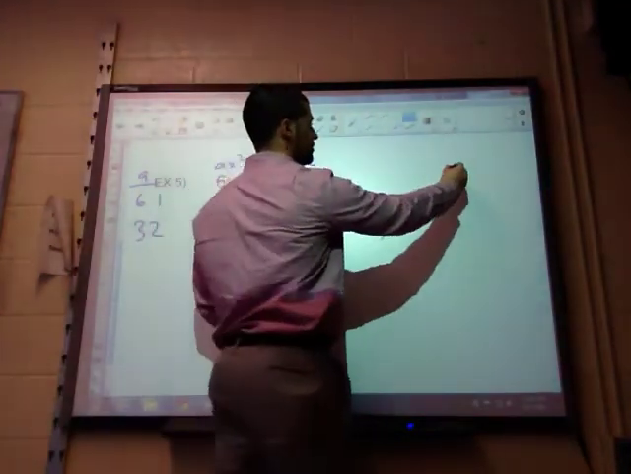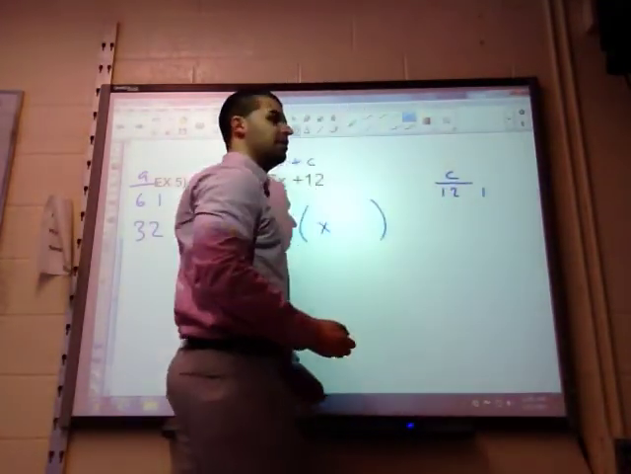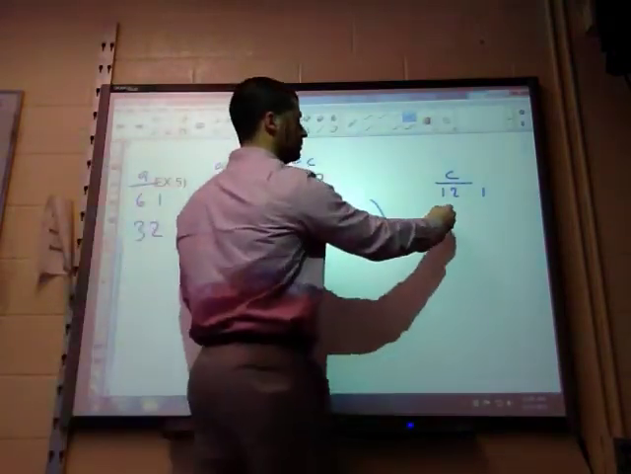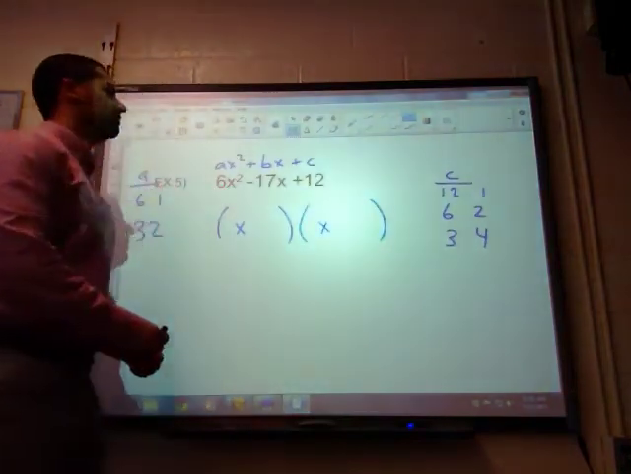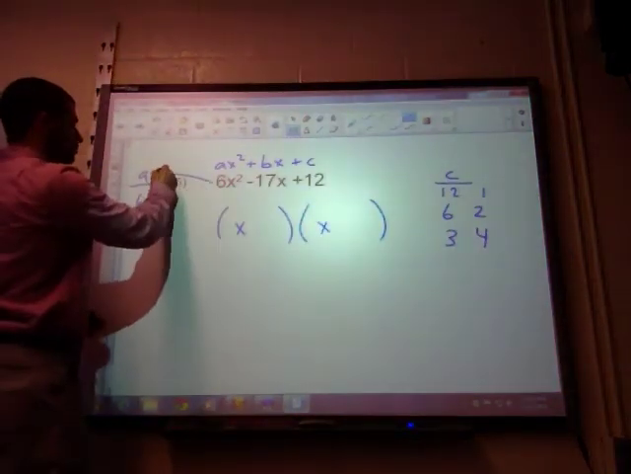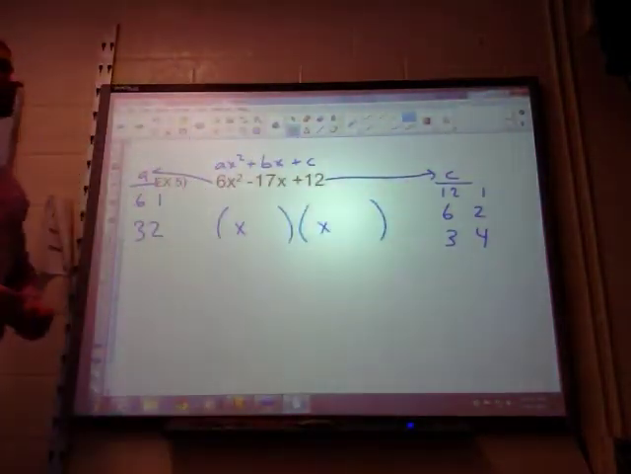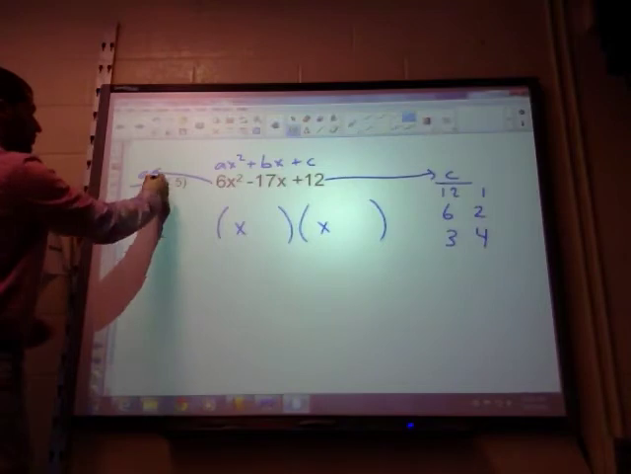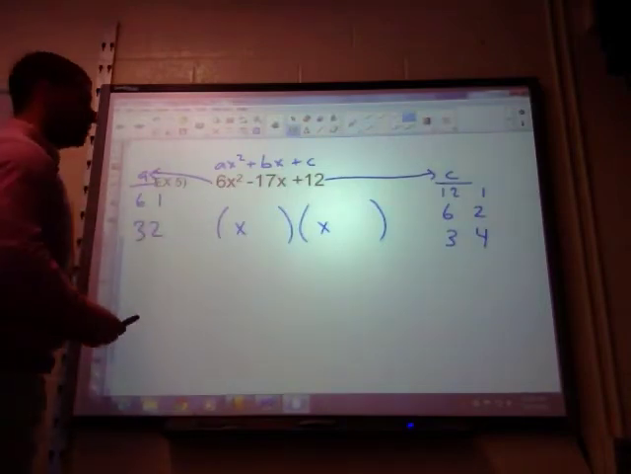And let's look at the factors of c over here. So this is 12. That's 12 and 1. That's 6 and 2. And 3 and 4. Right? So a is 6 and c is 12. And we're looking for the factors that can multiply and get us back to this trinomial. So let's play around for a little bit. Let's see what we can do.